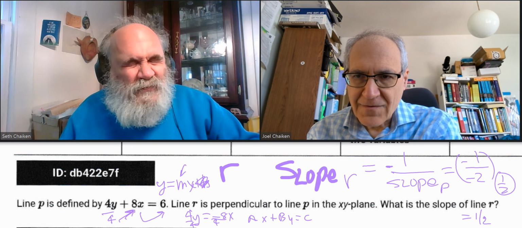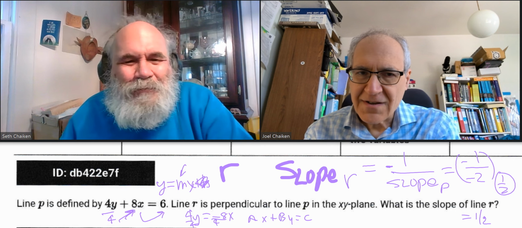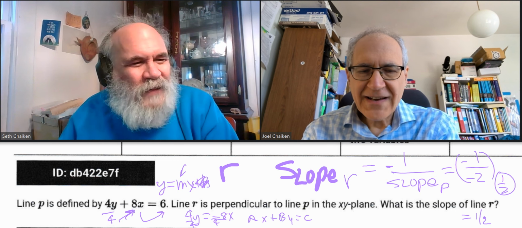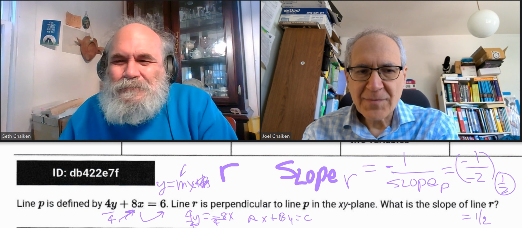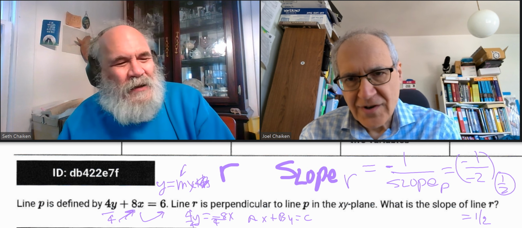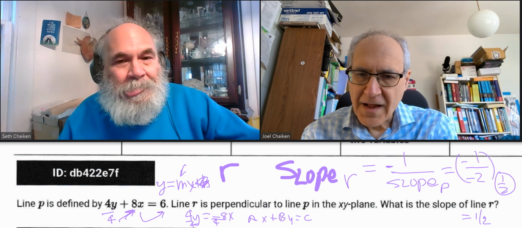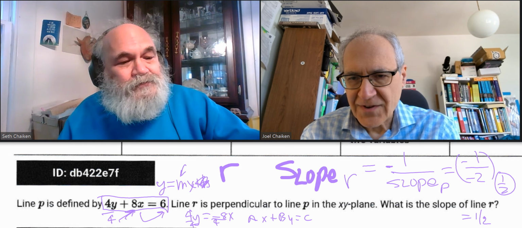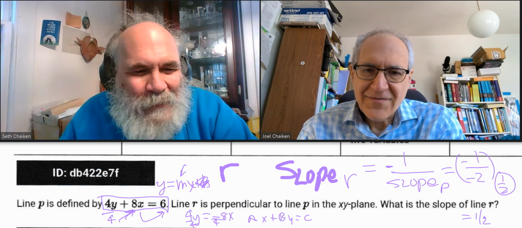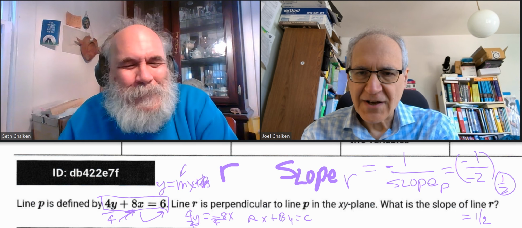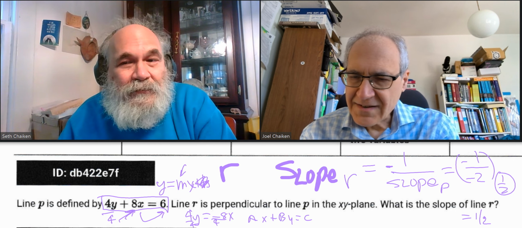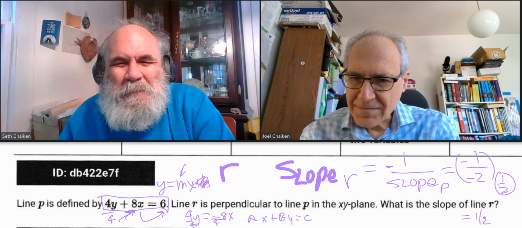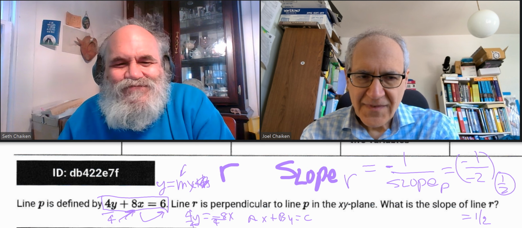As long as you know how to get the slope of a line perpendicular to another line, then it's an extremely straightforward problem. And also you have to know how to get the slope of a line given the equation of the line. And that's it, right? Yeah, I think so. That's it.